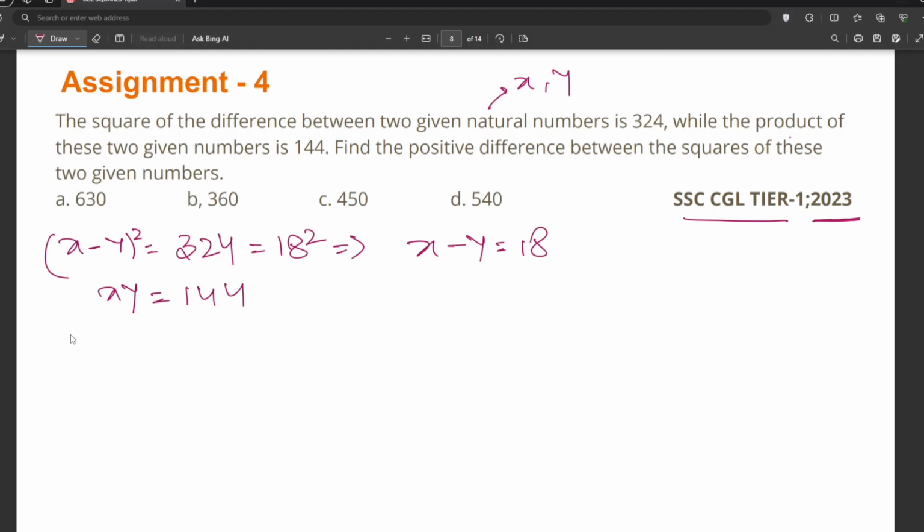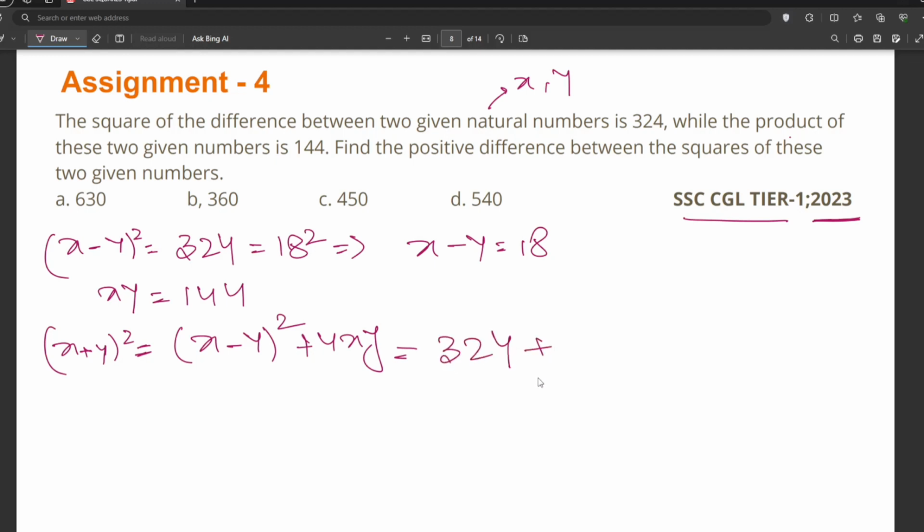So we have to find (x plus y) whole square, which is equal to (x minus y) whole square plus 4xy. This is an identity of squares of two numbers, and we'll discuss it later. So (x minus y) whole square is 324, plus 4xy, that means 576, which is equal to 900, which is equal to 30 square. So we get x plus y equals 30.